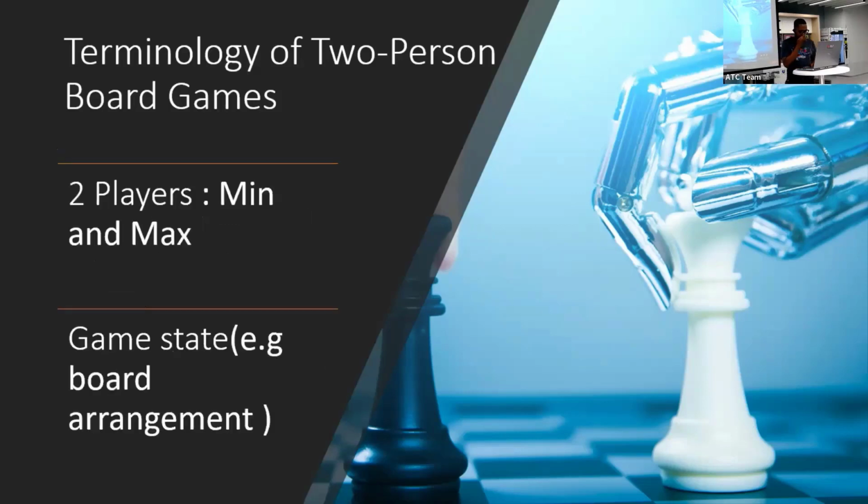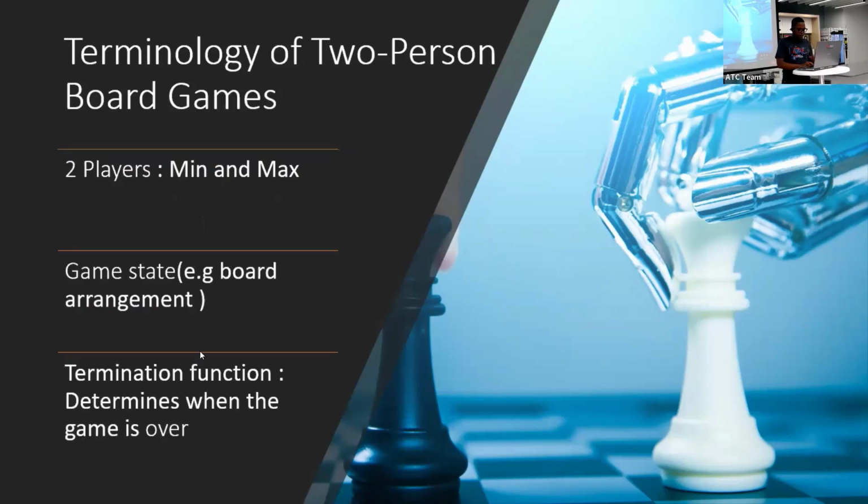Then we have the game state, which is the arrangement of the pieces in the game at a given state. Then we also have the termination function, which is the function that determines when the game is over. In this case, if maybe it's chess, I don't know chess, but I would guess it's when you capture the queen.